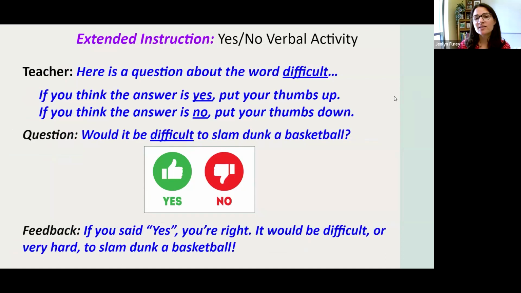And here's another example for difficult. Would it be difficult to slam dunk a basketball? And this can be done whole class or small group. And then we can talk about providing that scaffolding if needed. If the majority of students are answering correctly, then that's giving you that formative information to say, okay, they're understanding this level of word knowledge.